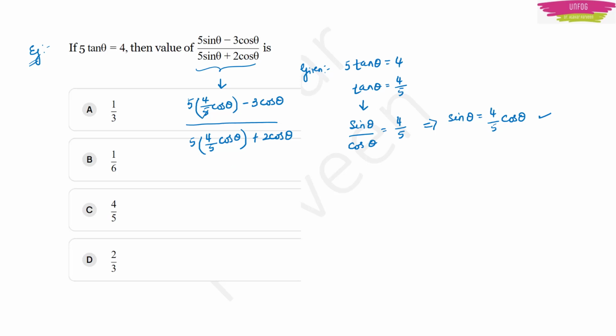Now what will happen? This 5 and 5 will get cancelled. This 5 and 5 will get cancelled. And I will have 4 cos theta minus 3 cos theta upon 4 cos theta plus 2 cos theta. Then I will have 4 minus 3 is 1, so I will have cos theta in the numerator. And 4 plus 2 is 6, I will have 6 cos theta in the denominator. These thetas will get cancelled and I will have 1 by 6. Option B will be the correct answer.